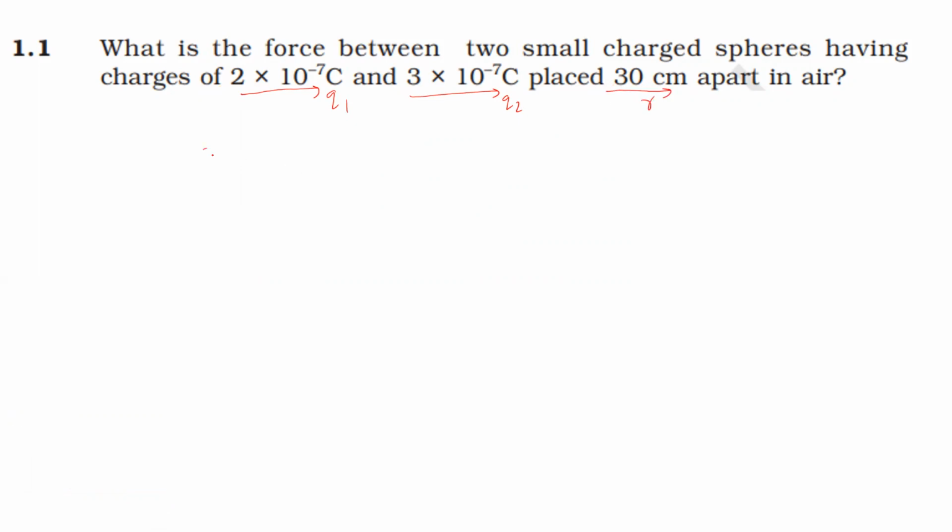Now here R, the distance between these two charges, is given in centimeter. We need to convert into meter. So 30 centimeter, if we convert into meter, 10 power minus 2 meter. So this can be written as 3 into 10 power minus 1 meter. Now we need to calculate force. Force between two charges according to Coulomb's law is K into Q1 into Q2 divided by R square.